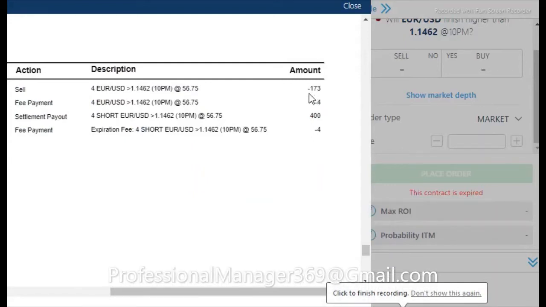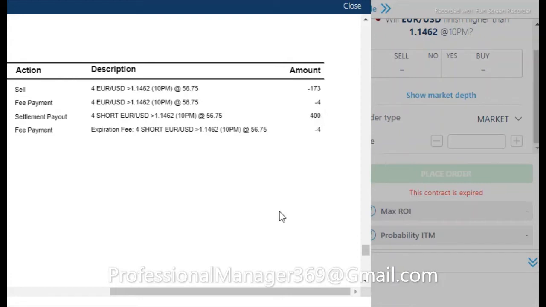Now check it. We invested $173 on 4 contracts. We won 4 contracts at expiration, and we got $400. That means here we made a profit of almost $227 on the $2,000 account. Now we are going to place a second trade.